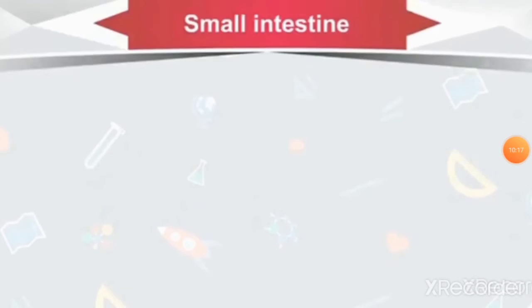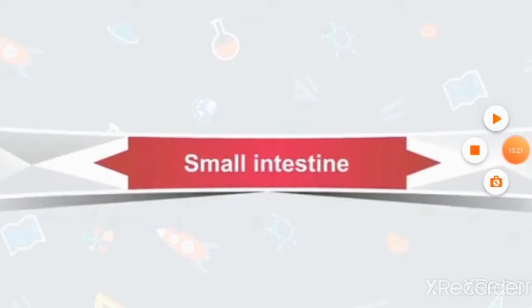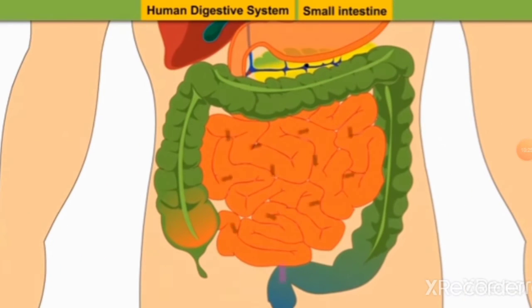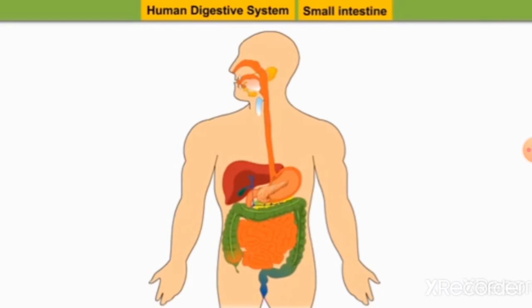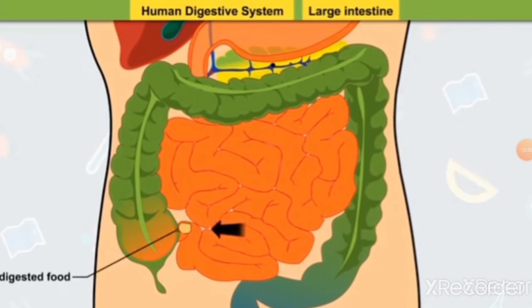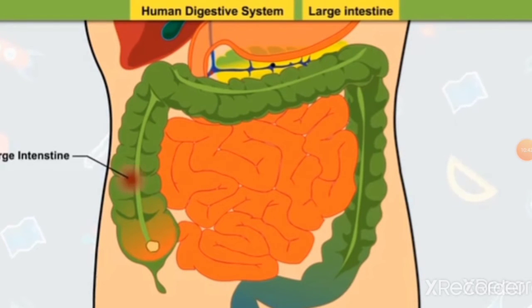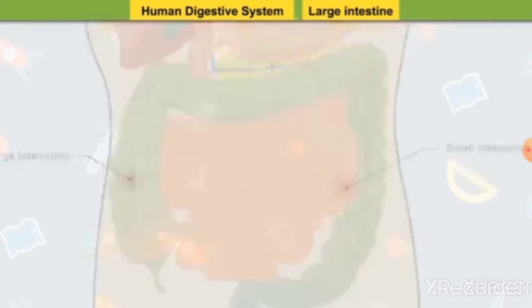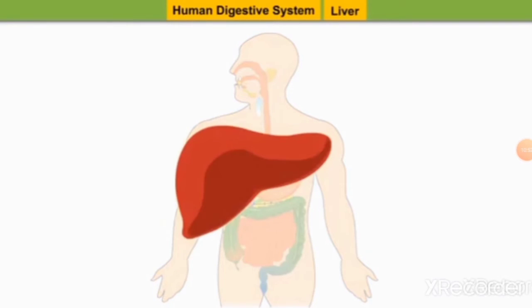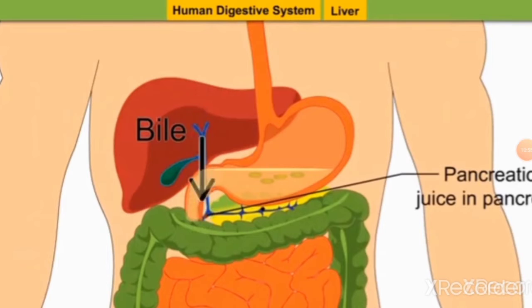Small intestine. Food from the stomach passes into small intestine. Here all the useful nutrients are absorbed by the blood and taken to parts of the body. Large intestine. It holds the food that cannot be digested, absorbs water from it and forms waste called feces. Liver. It produces juices that play an important role in the digestion of food.